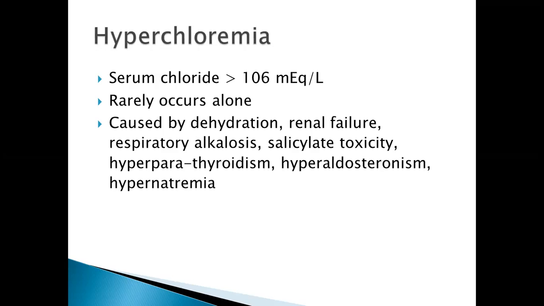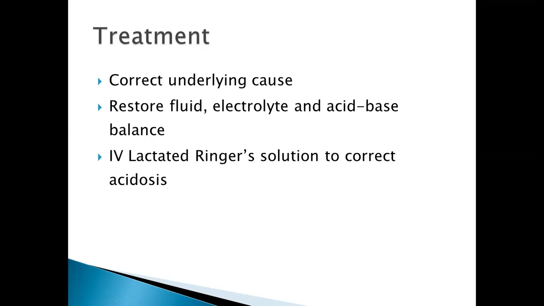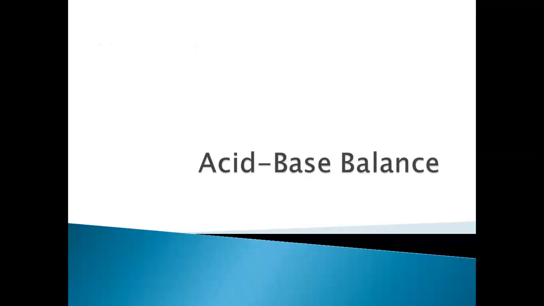Hyperchloremia, serum chloride levels more than 106 milliequivalent per liter. It is rarely seen alone. It is usually accompanied by other electrolyte abnormalities. It is caused by dehydration, renal failure, respiratory alkalosis, salicylate toxicity, hyperparathyroidism, hyperaldosteronism, hypernatremia. Signs and symptoms: decreased level of consciousness, tachycardia, weakness, agitation, dyspnea, tachypnea, hypertension, edema. Treatment includes correcting the underlying cause, restore fluid, electrolyte and acid-base balance, IV Ringer's solution to correct acidosis.